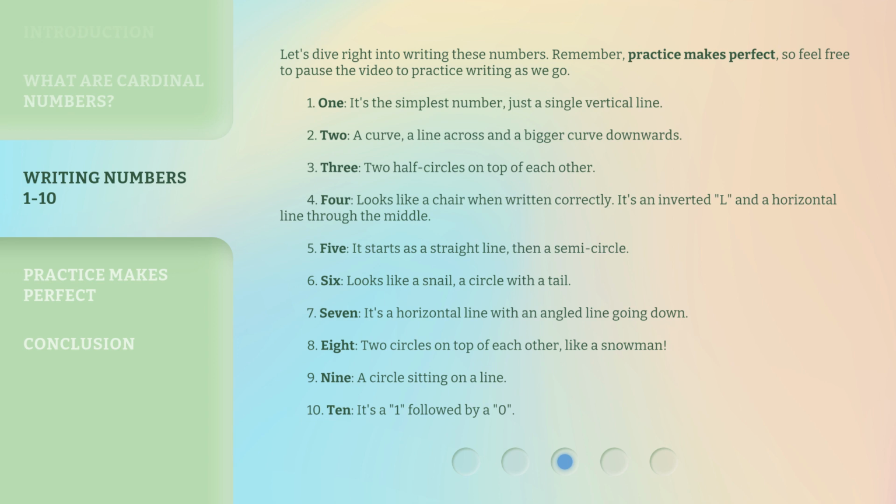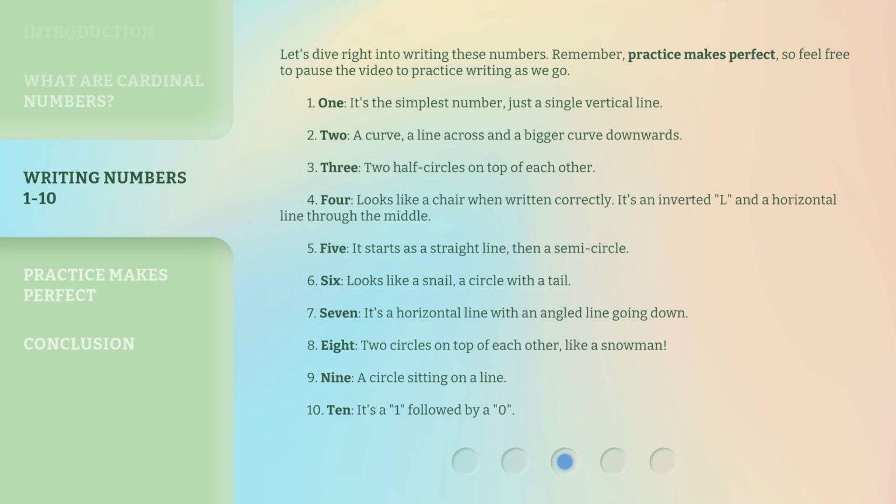1. It's the simplest number, just a single vertical line. 2. A curve, a line across and a bigger curve downwards. 3. 2 half circles on top of each other. 4. Looks like a chair when written correctly. It's an inverted L and a horizontal line through the middle.